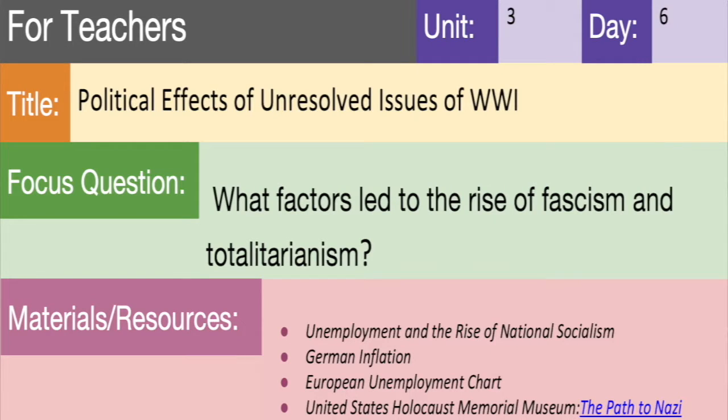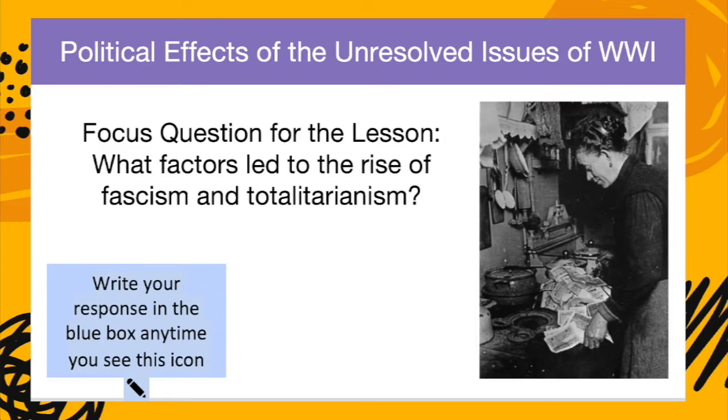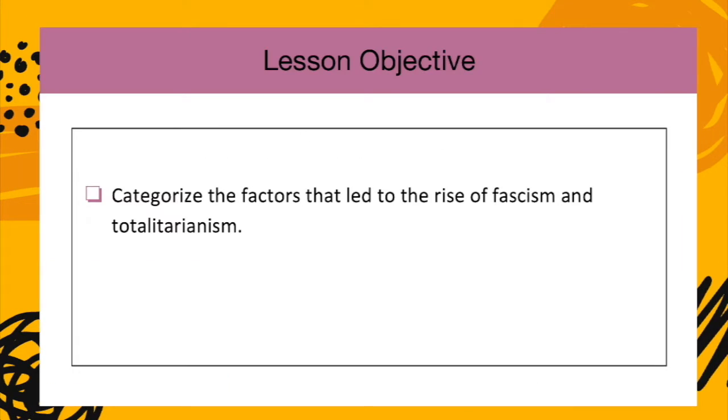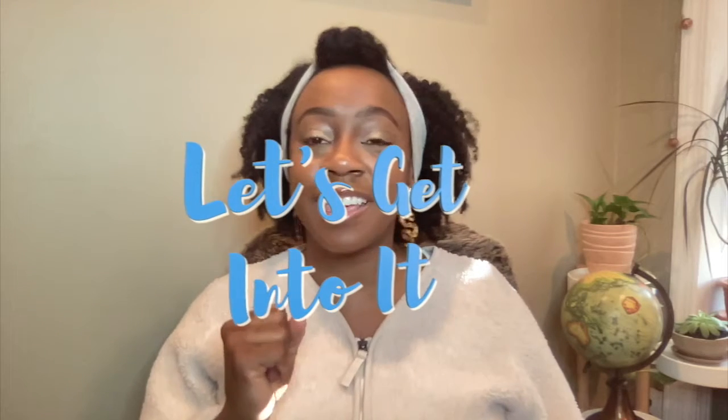The lesson we're looking at is the Day 6 lesson, Political Effects of Unresolved Issues of World War I. Our focus question is, what factors led to the rise of fascism and totalitarianism? Our objective is to categorize the factors that led to the rise of fascism and totalitarianism. Let's get into it.